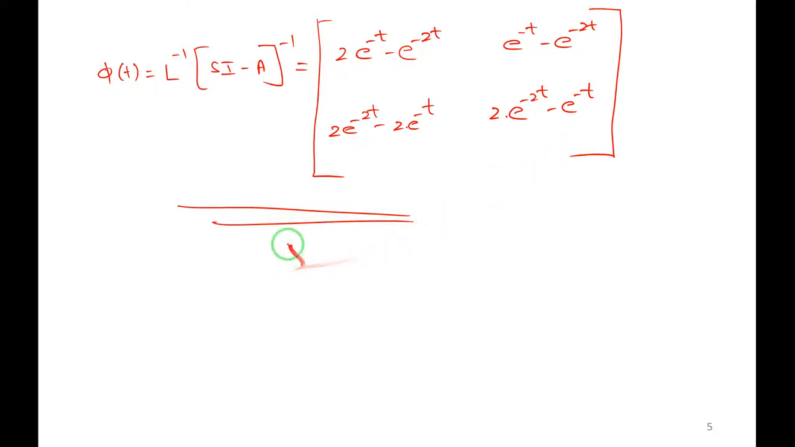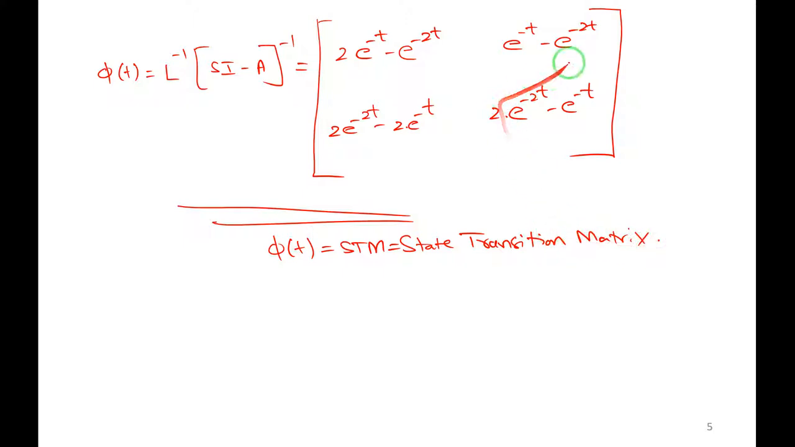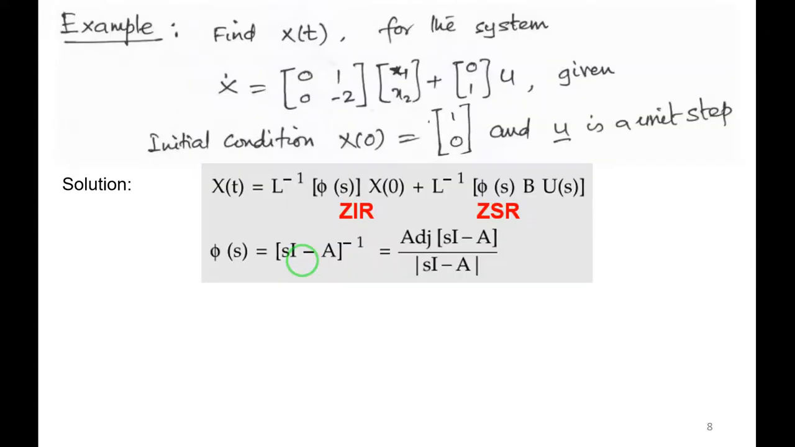So simply we can write it as phi of t, we call it STM, the state transition matrix. This is the final answer. Let me verify it. Yes, it's correct. If any doubts, please unmute yourself and talk to me so that I can clarify your doubts immediately, right? Let us move to the next numerical.